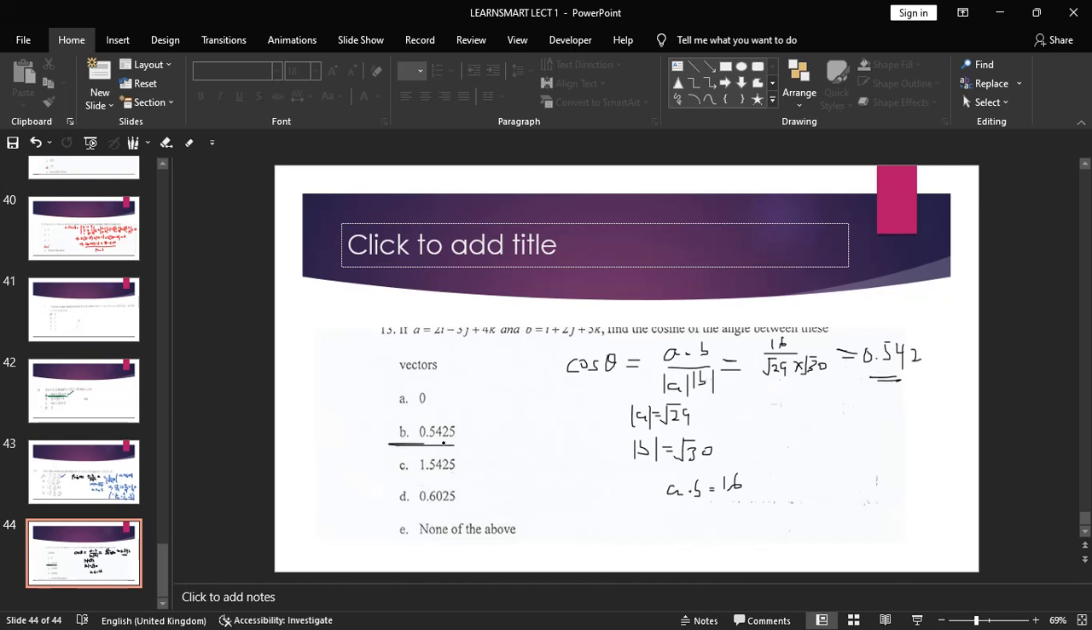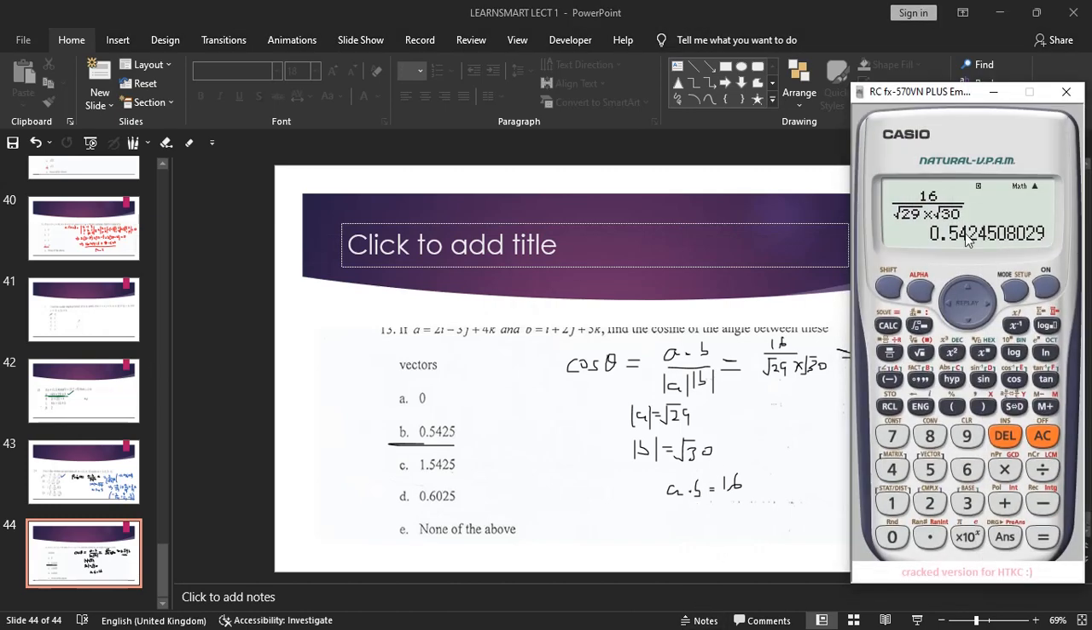0.542. I don't know whether there are some more values. I have 0.5425. So when you round this up, you end up with 0.543.